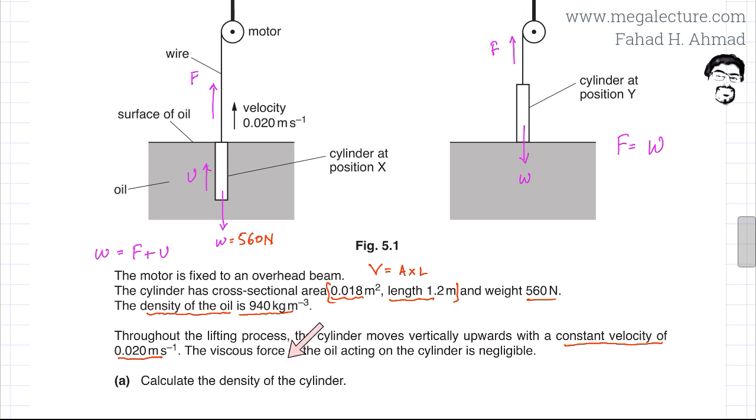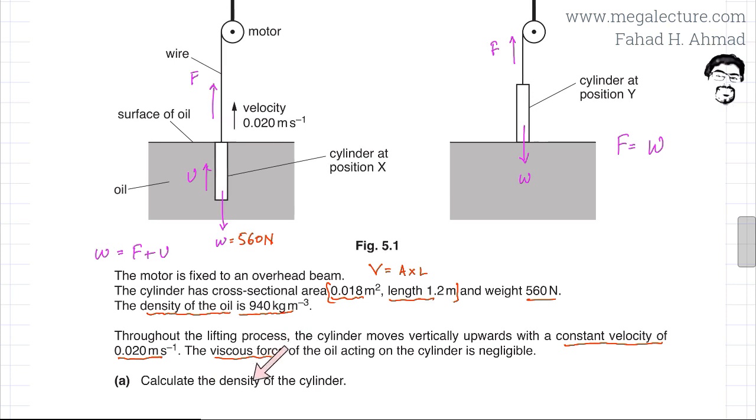The viscous force of the oil acting on the cylinder is negligible, which means there is no drag force. This cylinder is slowly moving out of the oil. So we are assuming that one force is absent, which is the viscous force. The viscous force is, if you move an object out of a liquid, the liquid is going to drag it downwards. So if you move this object upwards, there's going to be a drag force. So the question states that there is no drag force.